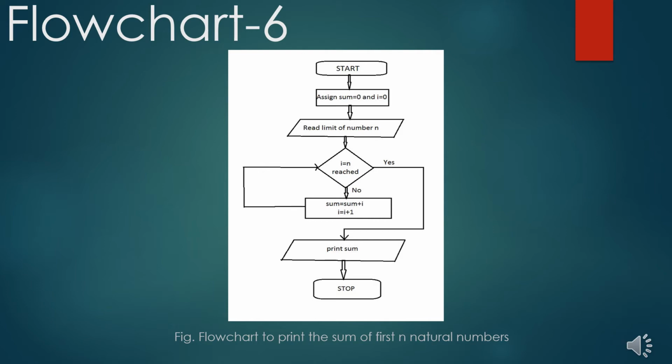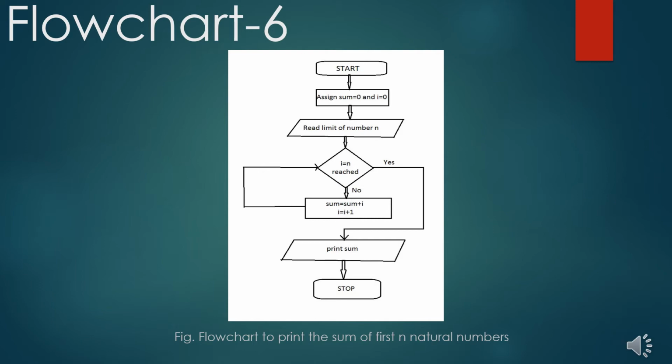Now this is the next flowchart, which is to print the sum of the first n natural numbers. We have taken two extra variables, sum, whose value is initialized to 0, and I, whose value is initialized to 0. We have to read the value of n, that is, n will be taken as input. Then we have to check if I is equal to n.